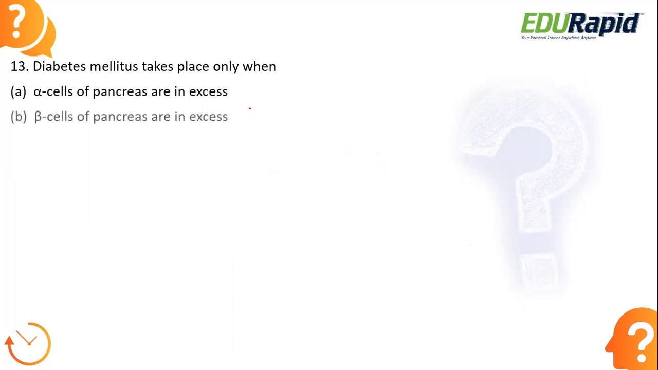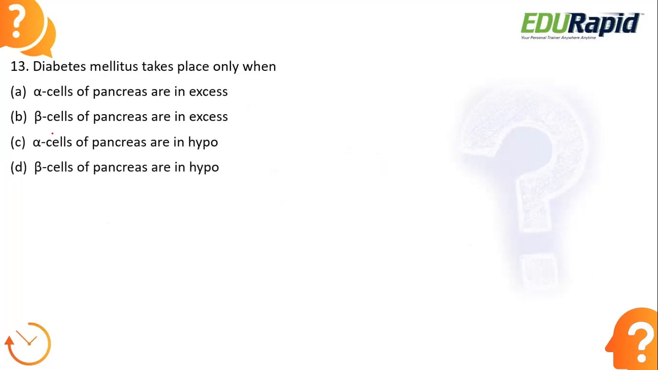Diabetes mellitus takes place only when: alpha cells of pancreas are in excess, beta cells of pancreas are in excess, alpha cells of pancreas are in hypo, that is reduced quantity, or beta cells of pancreas are in hypo.